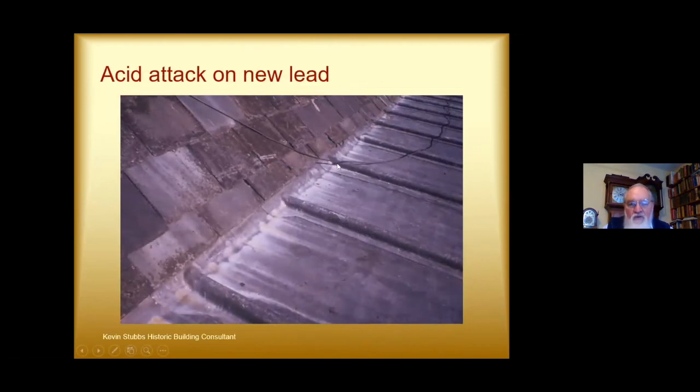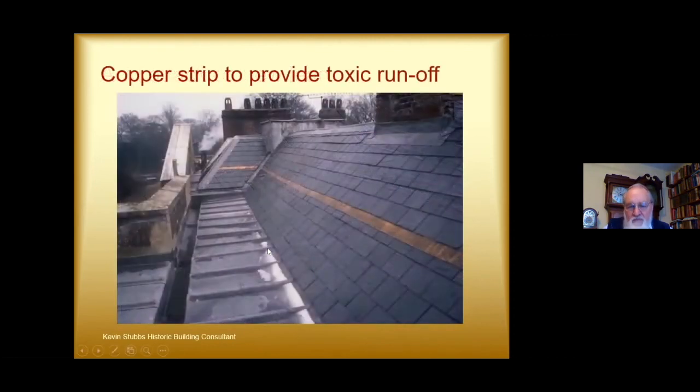And with a new lead roof here, you can see within about a month, you've already begun to get this action on the new lead. So what's the answer? Well, in the 1980s, experiments were done with copper strips on the roofs. You have to have them so far down the roof so you've got enough acidic runoff to start to dissolve the copper to produce a toxic runoff to kill off the lichens and mosses at this lower level, so it's neutral by the time it reaches the lead beneath.